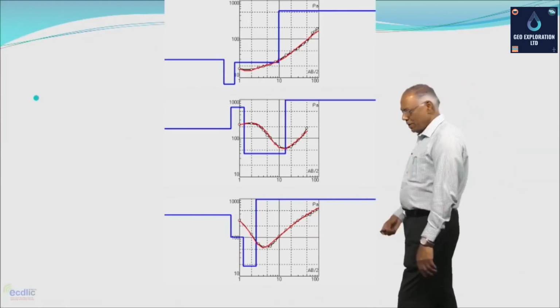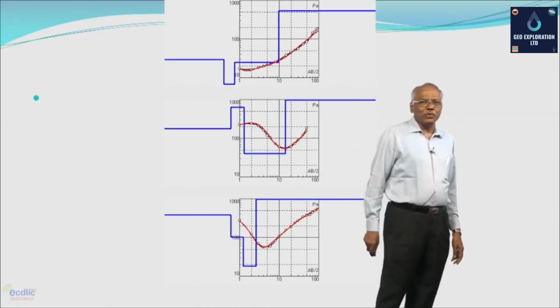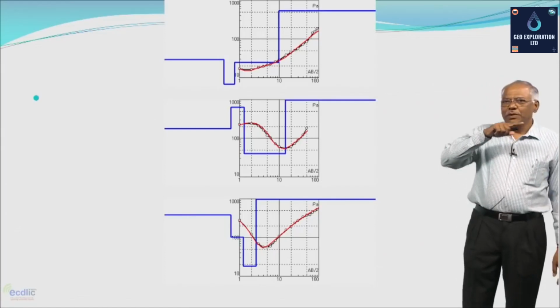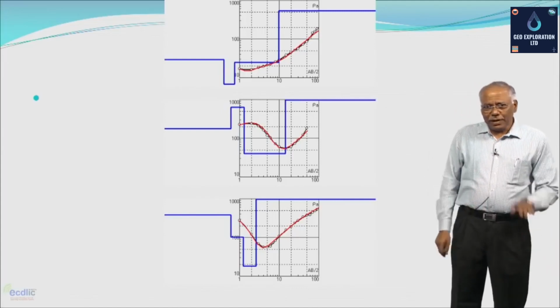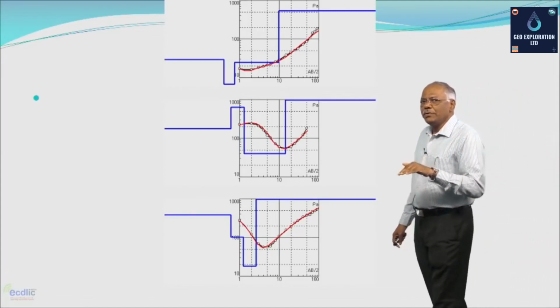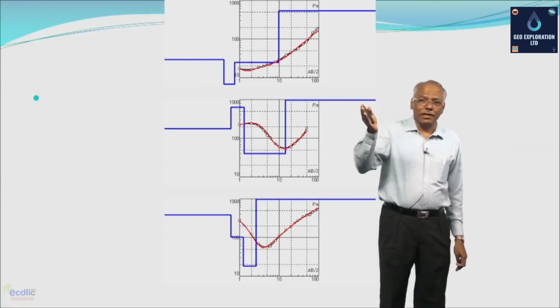In the other graph, you have a very typical situation here. In this particular situation, with respect to depth, at a shallower level you have higher resistivity. As you go to a deeper level, you have low resistivity, and as you go further deep, you have higher resistivity.